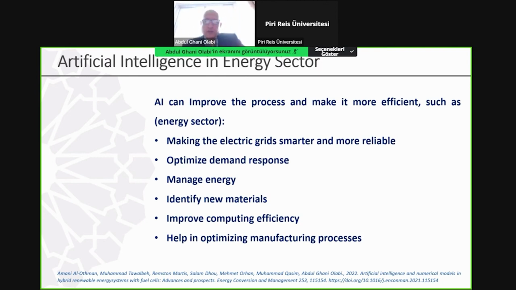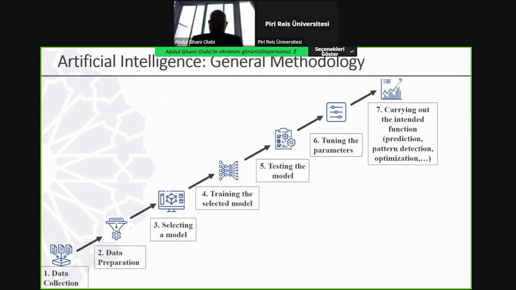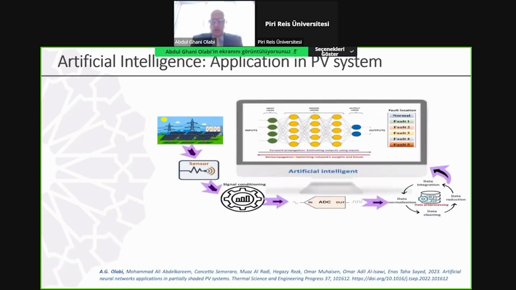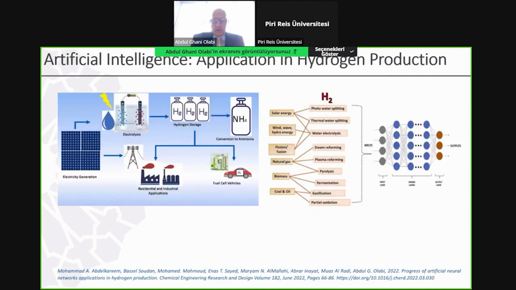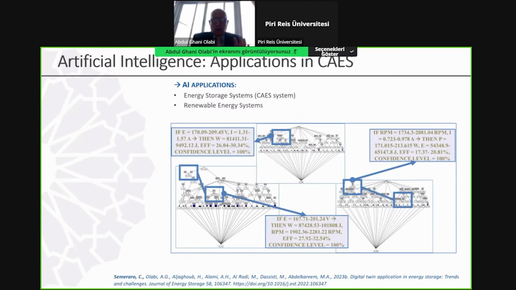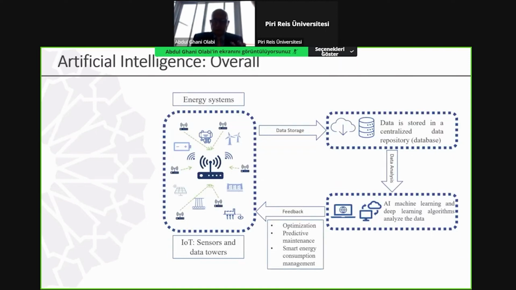AI can improve processes and make them more efficient, such as in the energy sector: making the electric grid optimize demand, managing energy, identifying new materials, improving computing, helping in optimizing, and so on. So a lot of benefit. This is also the way we look at the methodology. You can look at the references I have in this presentation on how artificial intelligence works, for example, on hydrogen production and compressed air energy storage. It can work very well on energy storage systems in general.